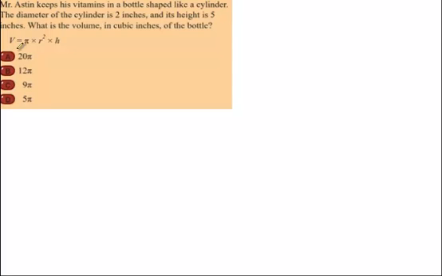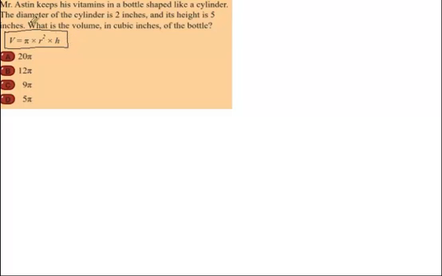As you know, in the brain strategy, we are blocking these answer choices out of our head, reading the question, and ignoring the answer choices. All right, let's go. Mr. Aston keeps his vitamins in a bottle shaped like a cylinder. The diameter of the cylinder is 2 inches, and its height is 5 inches. What is the volume in cubic inches of the bottle? And then I see a very important formula here. V equals pi times r squared times h.